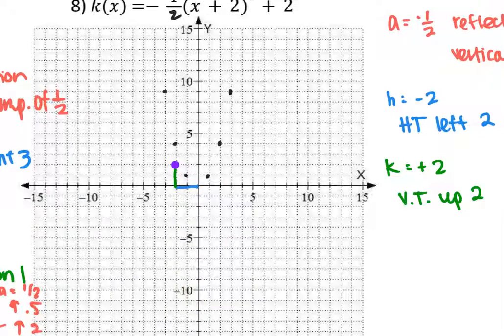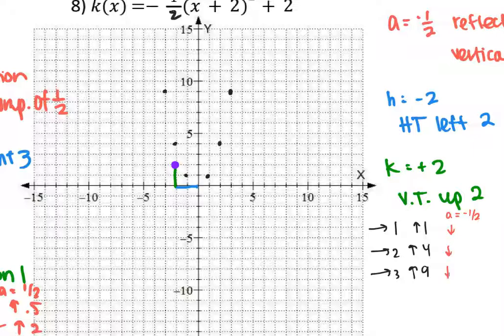And then we're going to use the value of a. So again, in my parent function, I normally go over 1, up 1, over 2, up 4, and over 3, up 9. Because 1 squared is 1, 2 squared is 4, 3 squared is 9. But since a is negative 1/2, I know I'm going to be going down instead, and I'm going half as much. So that means I'm going to go down 1/2, down 2, and down 4.5 to graph my new function.